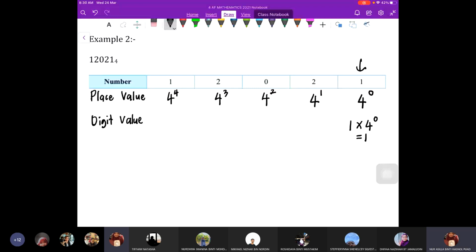Destiny, can you give me? Yes, Miss. Okay, so digit value for 2 will be? 2 times 4 to the power of 1 equals to 8. Okay, good. Alright, so itu je lah saya teruskan je. So 0, the third one will be times 4 to the power of 2. So this will be 0. Okay, and then 2 times 4 to the power of 3.